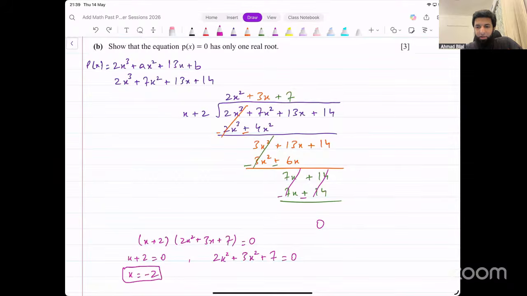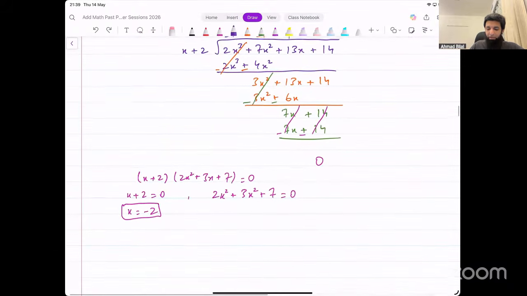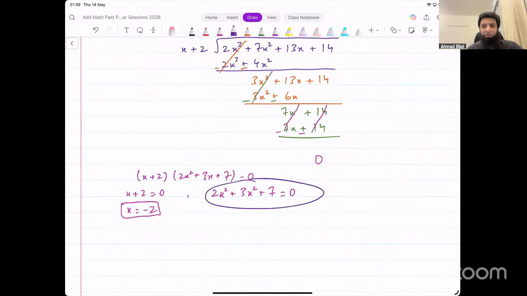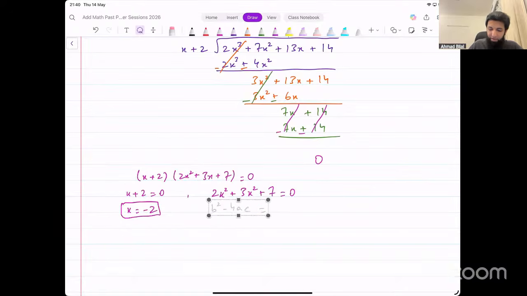If it has only one real root, that means we should not be able to solve this quadratic equation. You can try solving it and show that you don't get anything from this, or a quicker, more efficient method would be to find the discriminant. If the discriminant is less than 0, that proves that you get no further solutions from this. Let's find the discriminant and see what that turns out to be. B squared minus 4ac will be 3 squared minus 4 into 2 into 7, and that will give you some negative number.